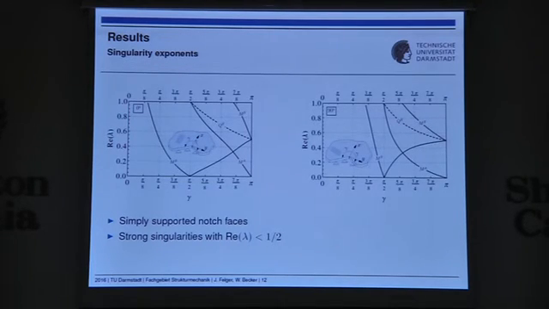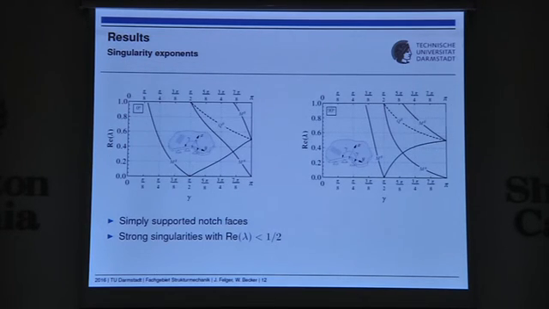Furthermore, what is also kind of surprising is that the special case of a 90-degree corner, which is right here, has a singularity which is stronger than the classical re-entrant corner singularity here. That's also kind of surprising, but a very interesting result.